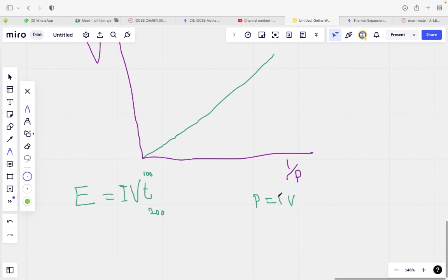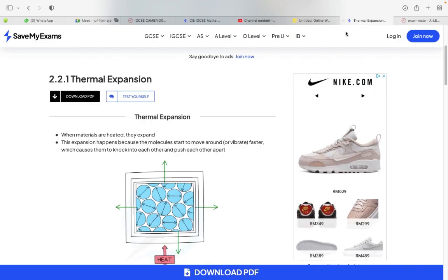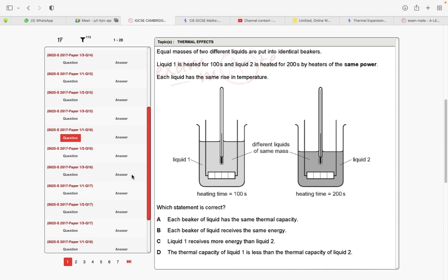Power is IV, current times voltage. So both of them are being supplied with the same power. So power is constant, IV is constant. So what determines the difference is the time. So liquid 1 receiving more energy than 2 is wrong. Then the thermal capacity of liquid 1 is less than the thermal capacity of liquid 2. Yes, that's it. D. Now we go to the next one.